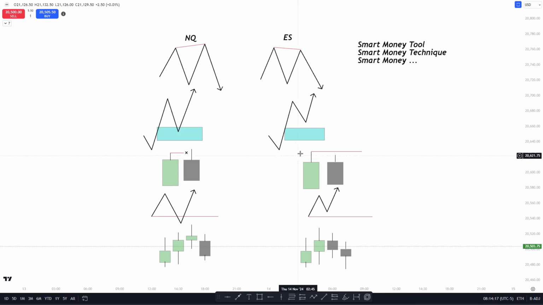Inside of one of ICT's lectures, he was talking about SMT, and he said SMT could stand for Smart Money Tool, Smart Money Technique, but then he also said it could stand for Smart Money Time. This makes total sense because when the time is right, a low will form and the real SMT will form with it. I will play that portion of the lecture for you now.